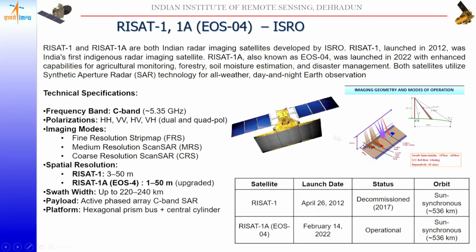So this is the normal geometry of the RESET-1A. You can see the different acquisition modes. We can have the spotlight mode, we can have the strip map mode, and the ScanSAR mode. These different modes are explained in this figure.